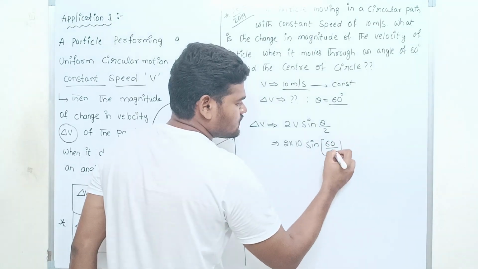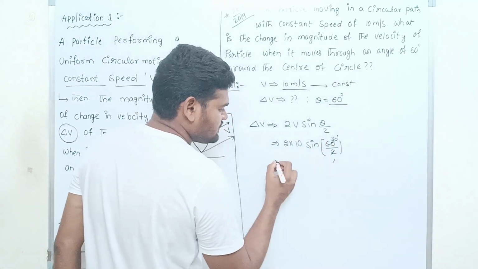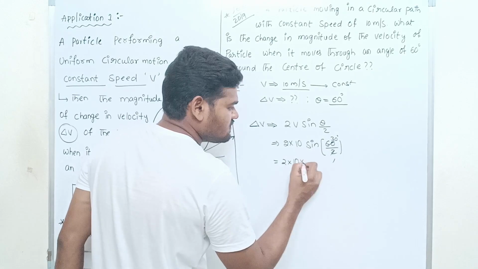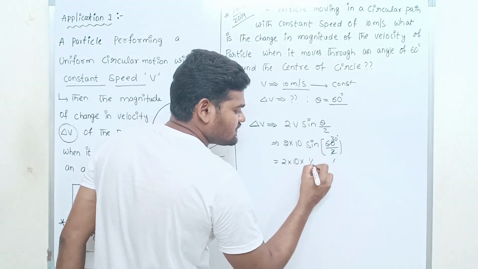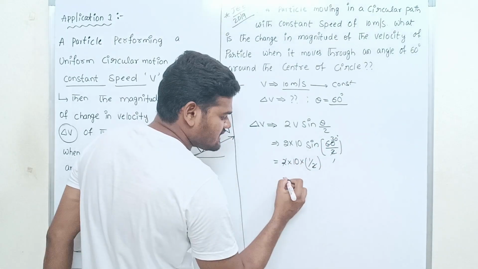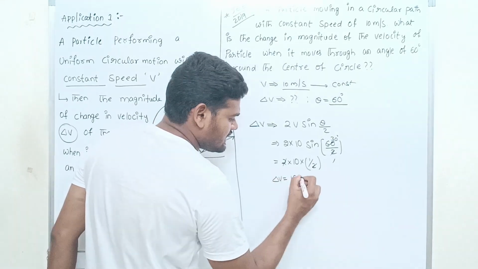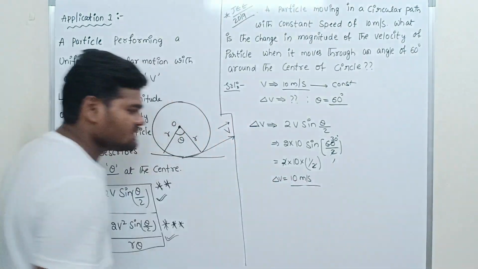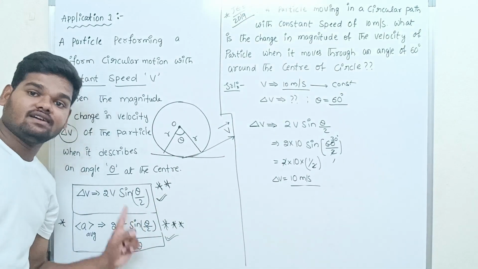60 divided by 2. 2 ones are 2, 30s are 30 degrees. So 2 into 10 into what is the value of sin 30? The value of sin 30 is 1 by 2. 2 gets cancelled, that is equal to 10. So delta v is equal to 10 meter per second. That's it. So direct formula.